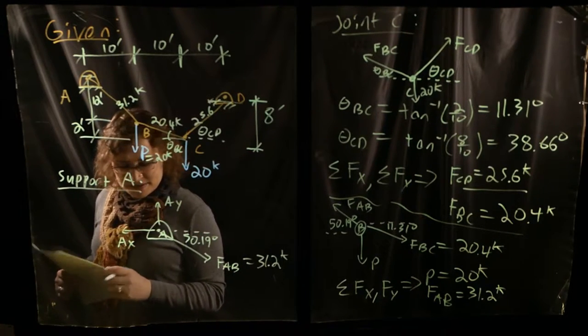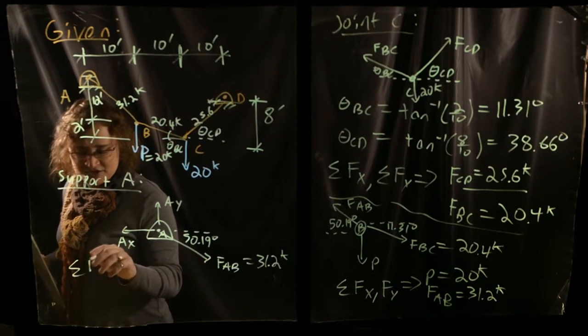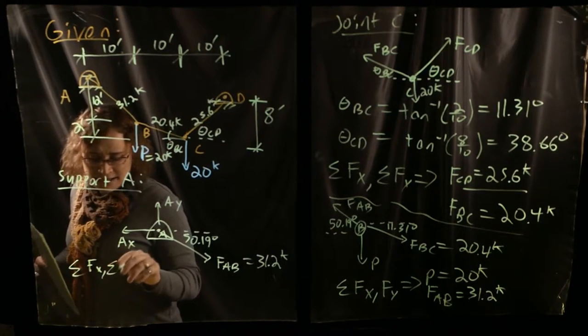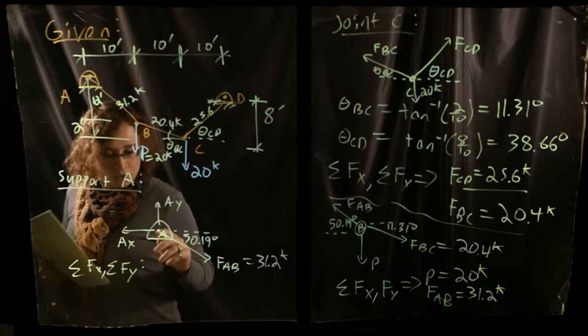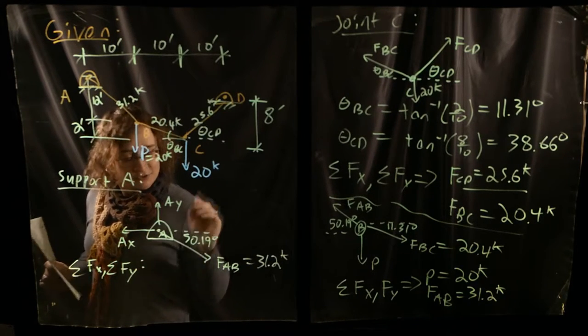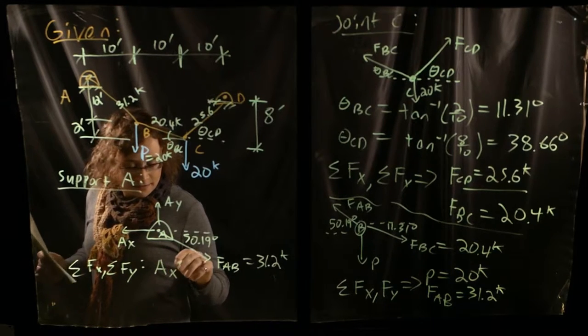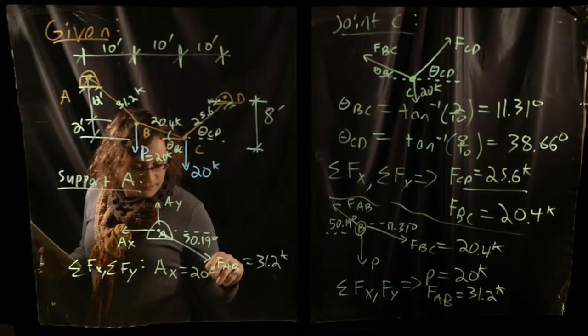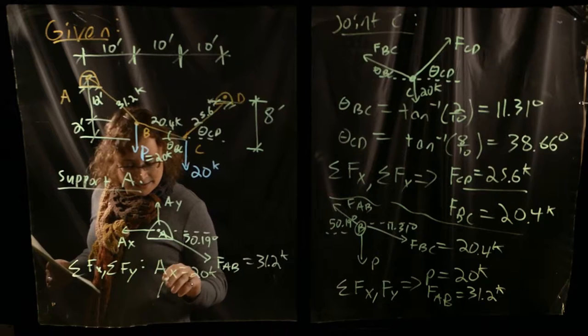And just by doing a summation of forces in the X and Y direction, we will find that AX is equal to 20 kips, and AY is equal to 24 kips. Okay.